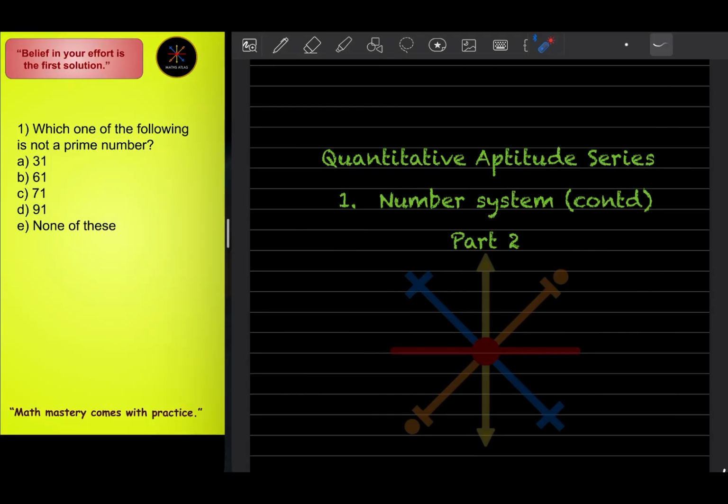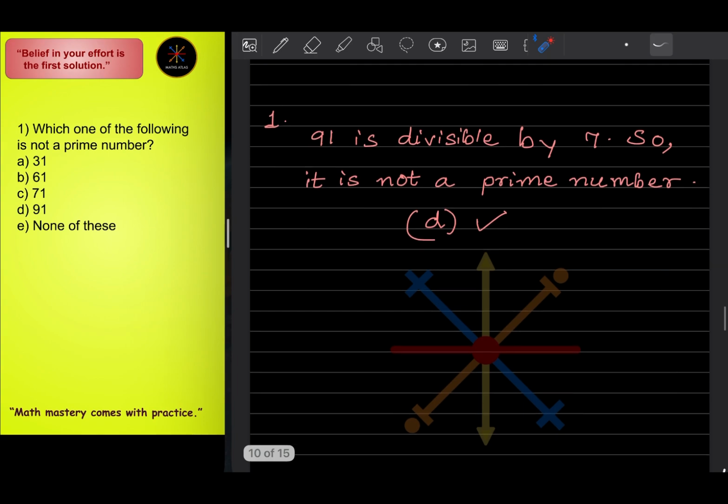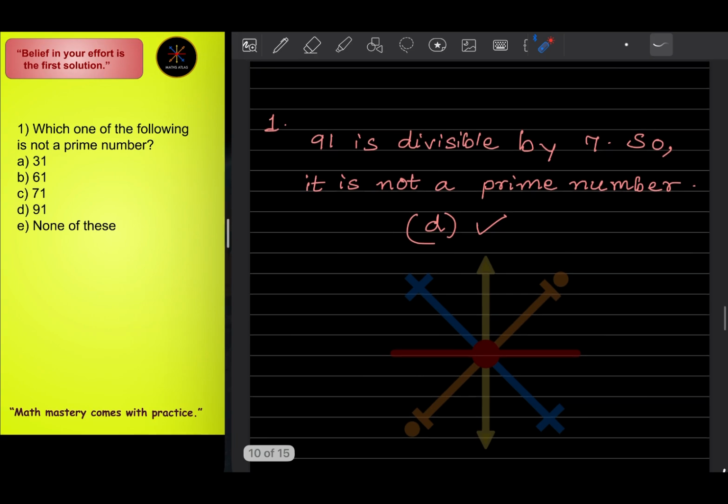Of the quantitative aptitude, part 1 is already done. So today we'll do part 2. Now let us see the first question: which one of the following is not a prime number. First, you should know what a prime number is. A prime number means a number which is not divisible by any other number.